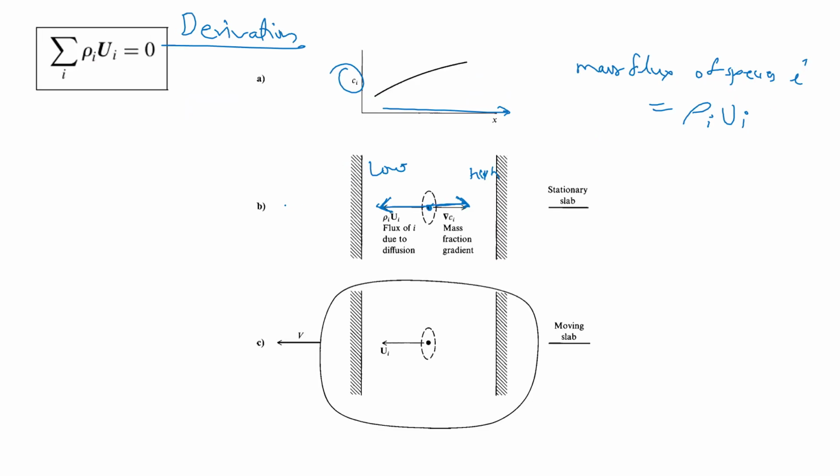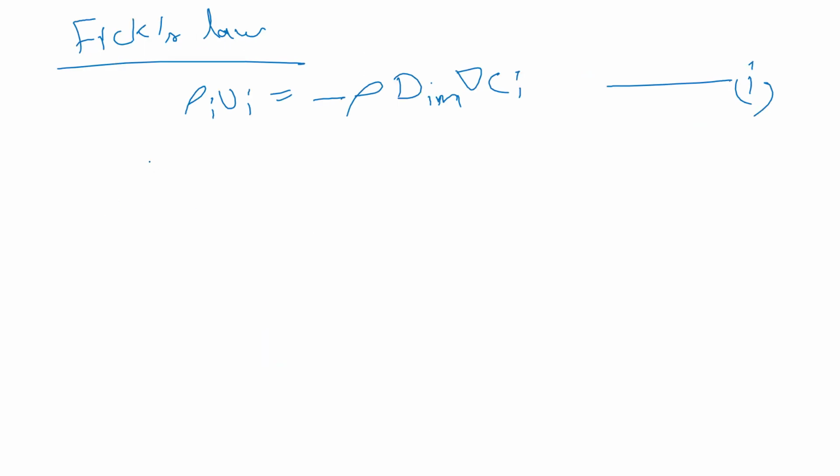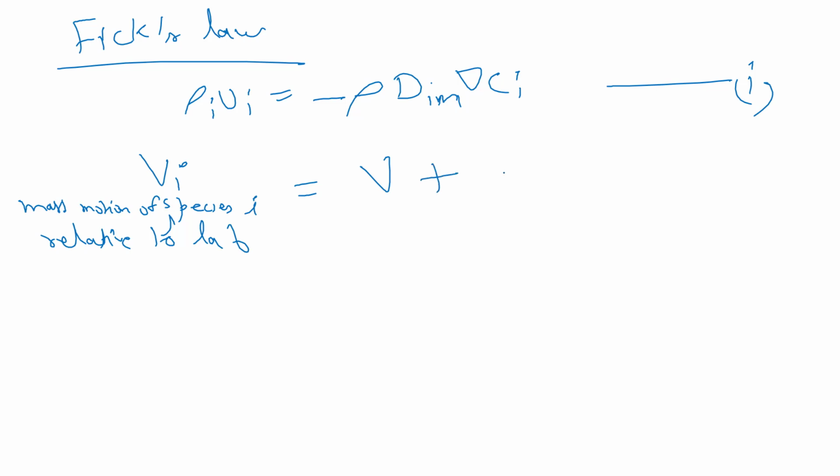This is for the stationary case. Now if you see that this whole gas slab is moving to the left direction with velocity v, then what will be the relative velocity Vi? Vi means the mass motion of species i relative to the lab. It will be equal to velocity v plus ui.